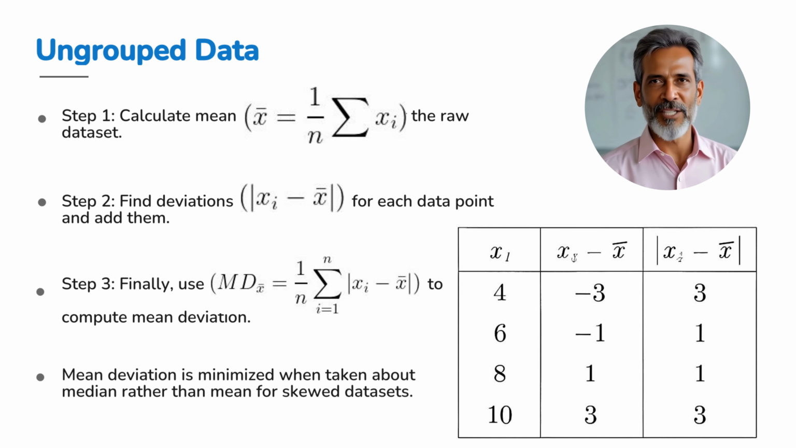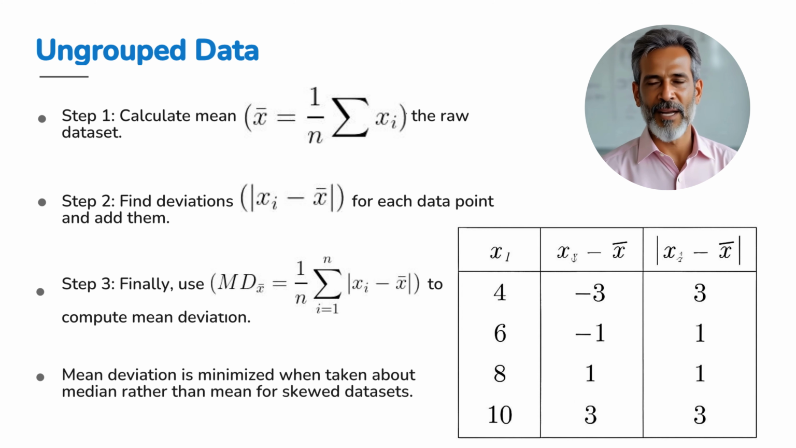Next, for each data point, we find the deviation from the mean. But here's the twist. Instead of just subtracting, we take the absolute value. That means ignoring whether the difference is positive or negative. So for each x sub i, calculate the absolute value of x sub i minus x bar. Then, add all these absolute deviations together. Finally, divide this total by the number of data points to get the mean deviation about the mean.